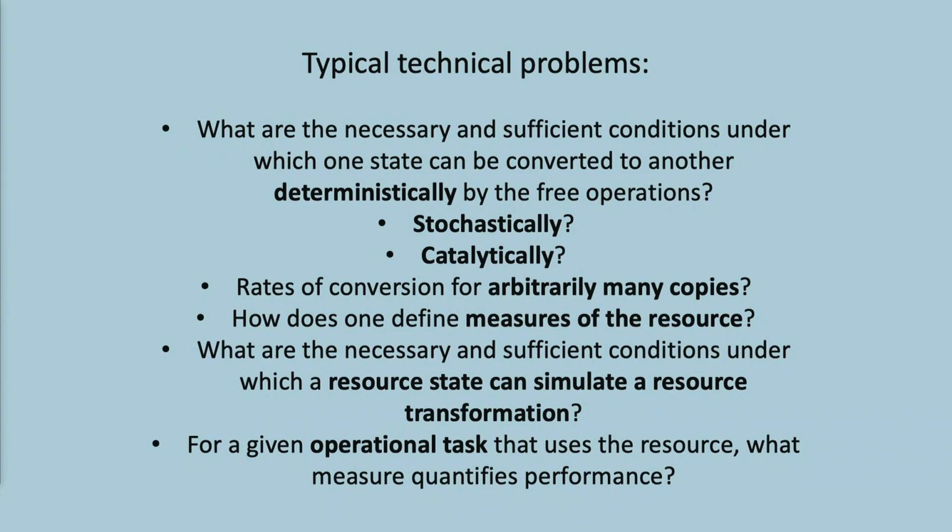One of the most basic ones is, what are the necessary and sufficient conditions under which one state that is a resource can be converted to another deterministically under the free operations? But you can also ask, not deterministically, but stochastically. What are the conditions under which psi can go to phi with some non-zero probability rather than with probability 1? In entanglement theory, the first question is answered by Nielsen's theorem for pure states. The second question was sorted out by Guifré Vidal.